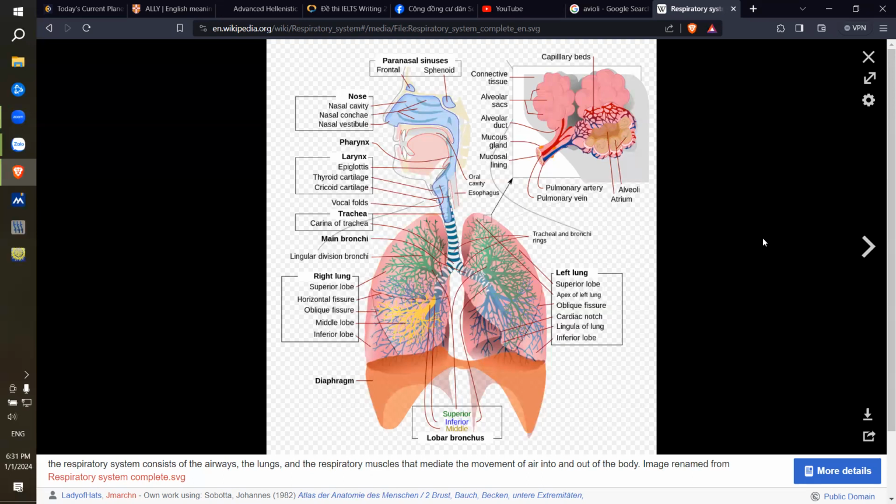There are preventions that we can do, like wear masks to avoid breathing polluted air, or stay away from tobacco smoke and quit smoking.